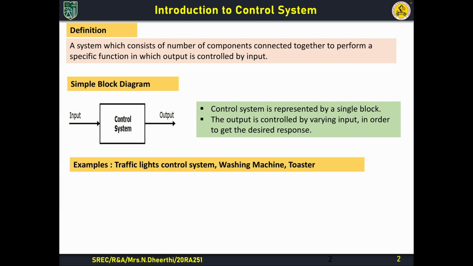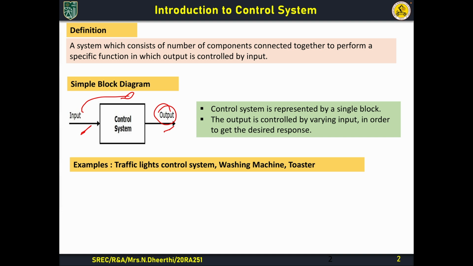Here we look into a slide. You can see a simple block diagram of the control system. The one simple block represents a control system where you have the input, which is what we are giving to this system, and you have the output. Here your output is controlled by an input. The whole control system is represented by a single block. So this is a simple definition and simple block diagram of a control system.